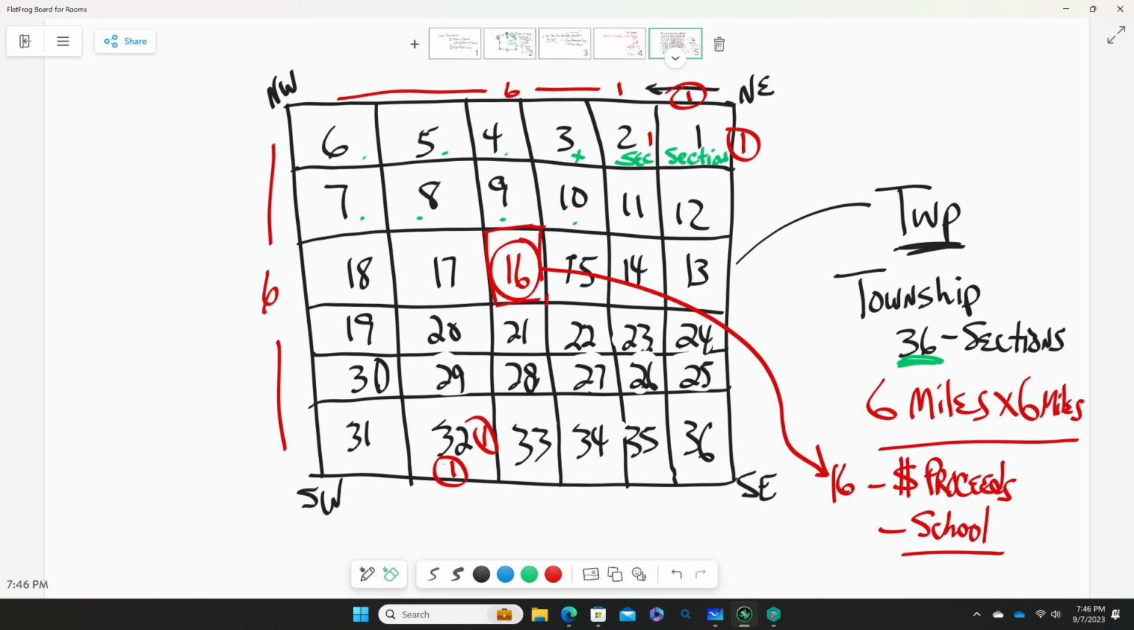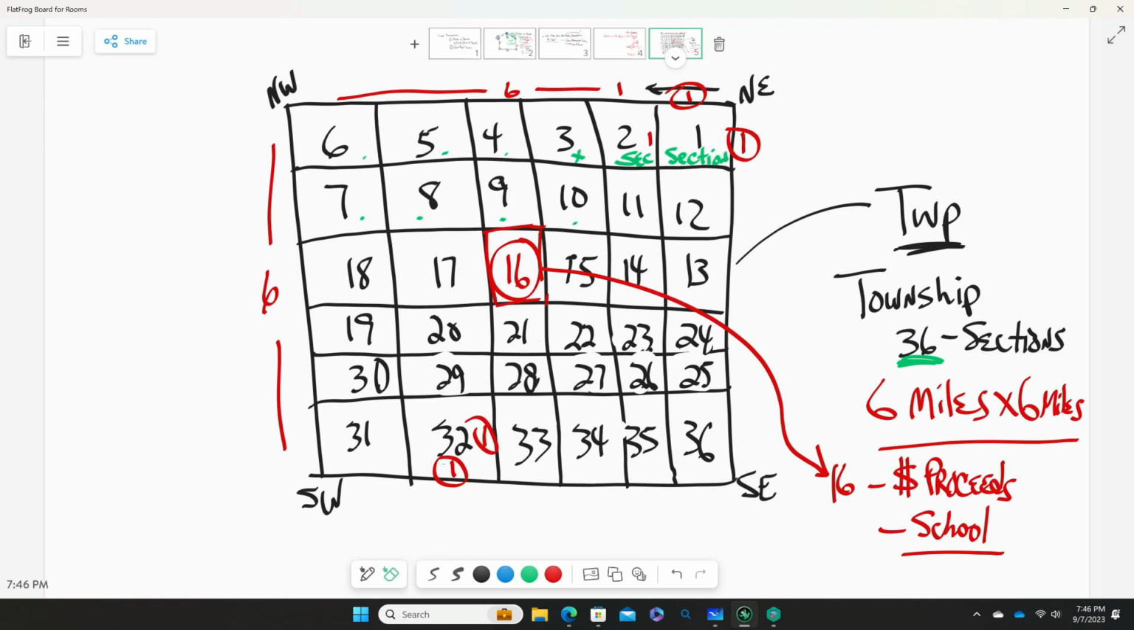Now, there are several things here they could ask you on the test. How many sections are in a township? 36. How big is a township? 6 miles by 6 miles. What's unique about section 16? Well, the proceeds went to help fund the school.